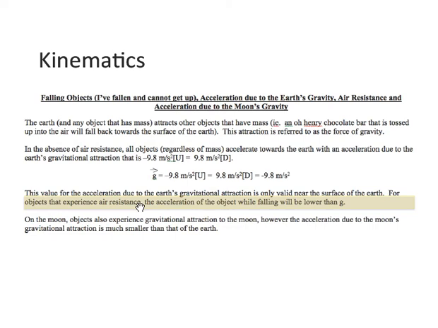For objects that experience air resistance, the acceleration of the object while falling will be lower than g. Will be lower than 9.8. So keep that in mind. In everyday life, for example, you see a leaf falling from a tree. It's experiencing drag, and clearly it's not accelerating at 9.8 meters per second squared.